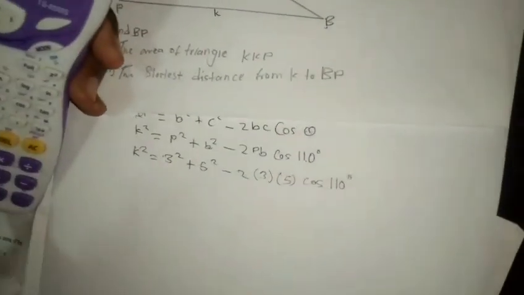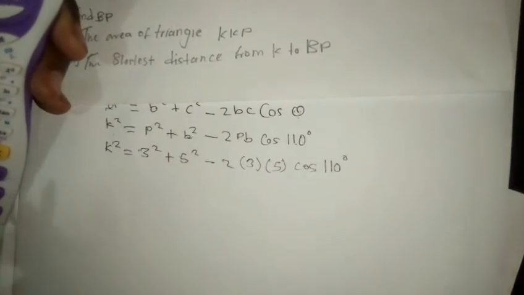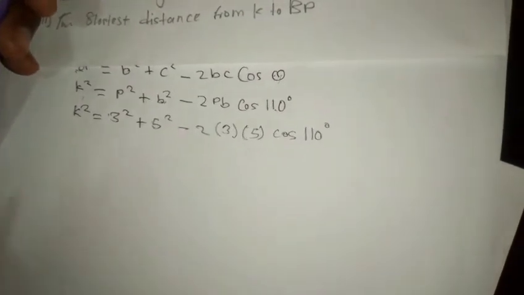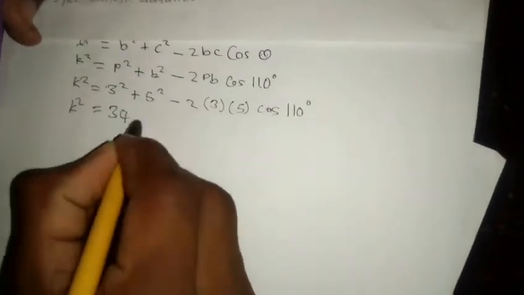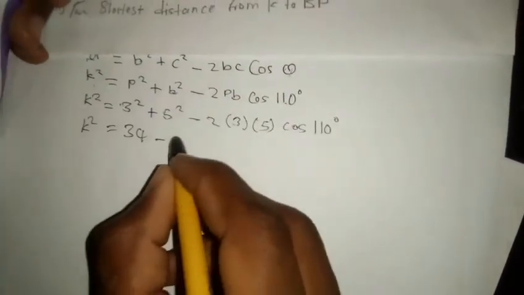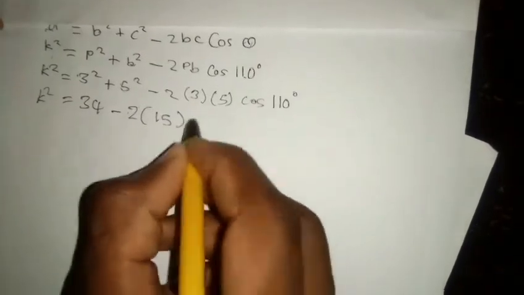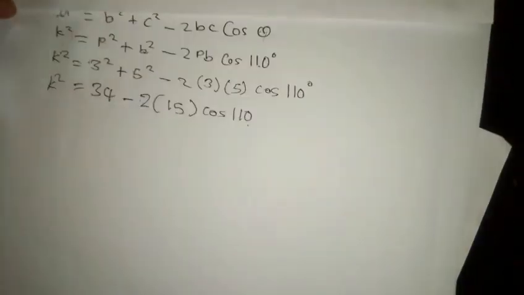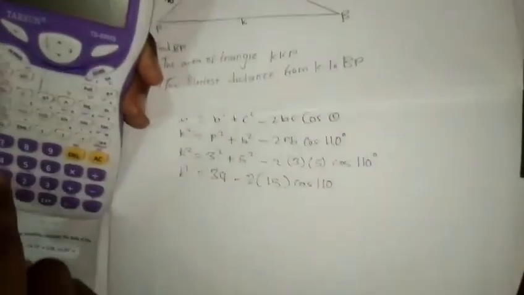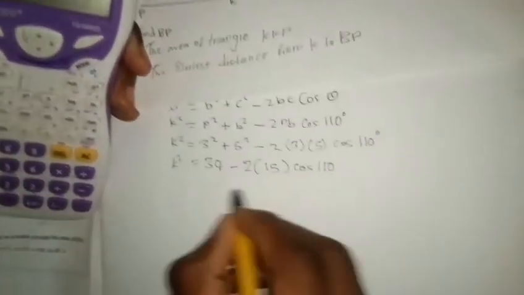Now, here we're going to punch 3 squared plus 5 squared. I'm just doing this in a fast way so that I won't consume a lot of time. So we're going to have 34 here. So k squared equals 34 minus 3 times 5, which is 15. So we're going to have 2 here, 15 cos 110. Now you can punch everything here as long as you make sure that your calculator is in degrees. Now we're going to punch negative 2 times 15 times cos 110.